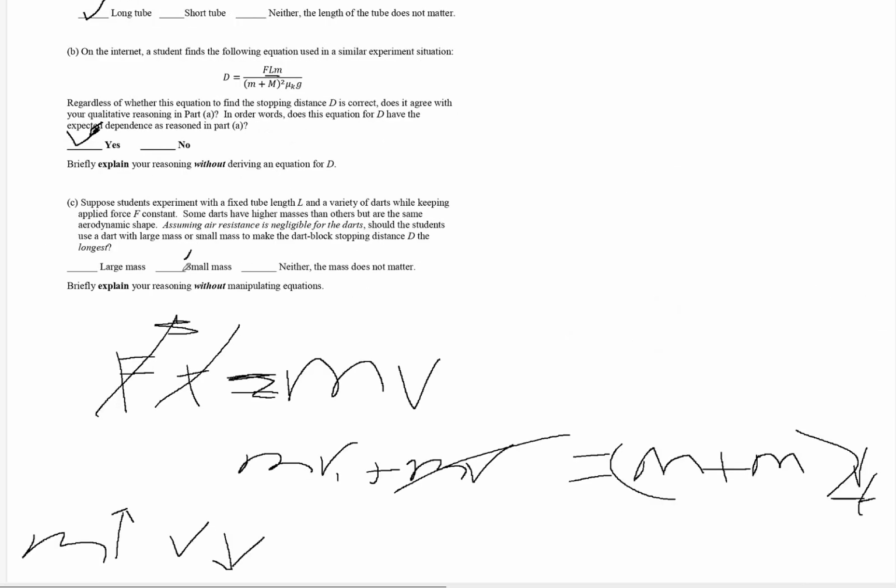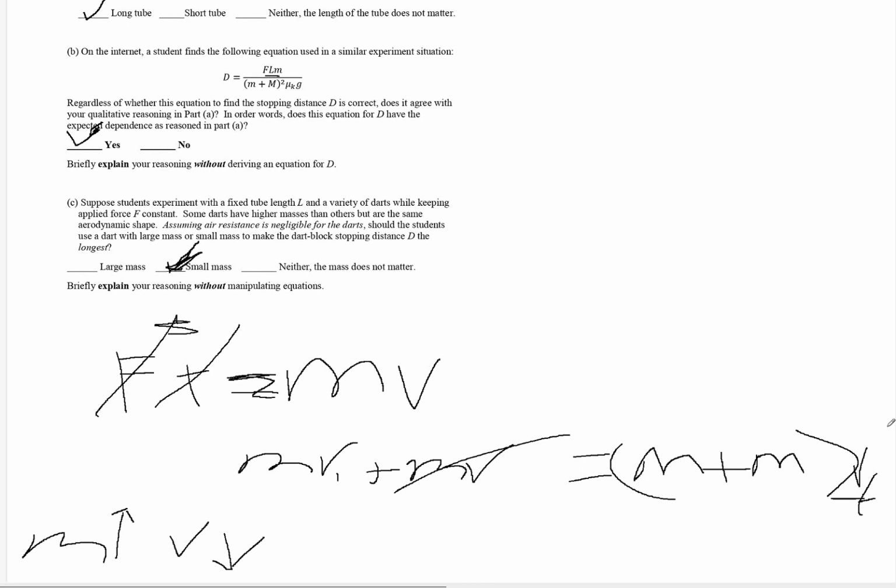So a small mass will lead to the longest stopping distance. And to recap, the mass and the velocity have an inverse relationship. When the mass goes down, the velocity goes up, and when mass goes up, velocity goes down. And when we look at the final momentum equation, once the dart hits the block, it's mass plus mass times velocity.